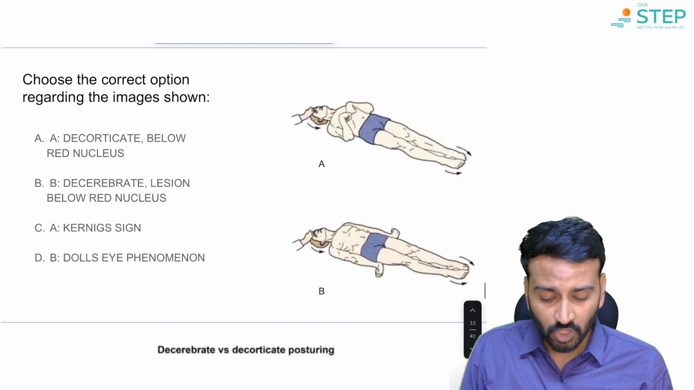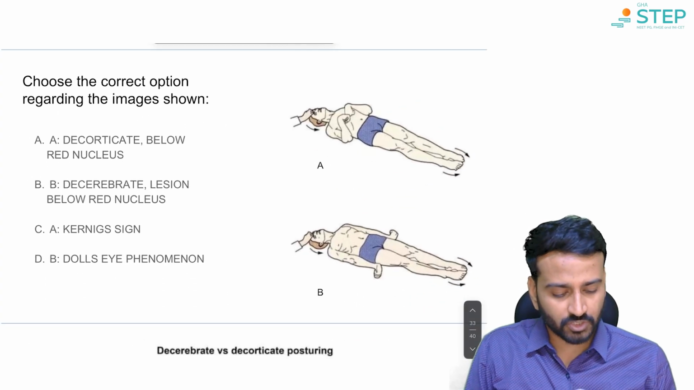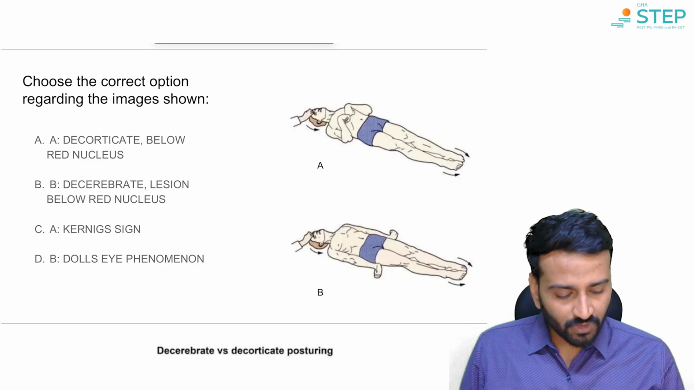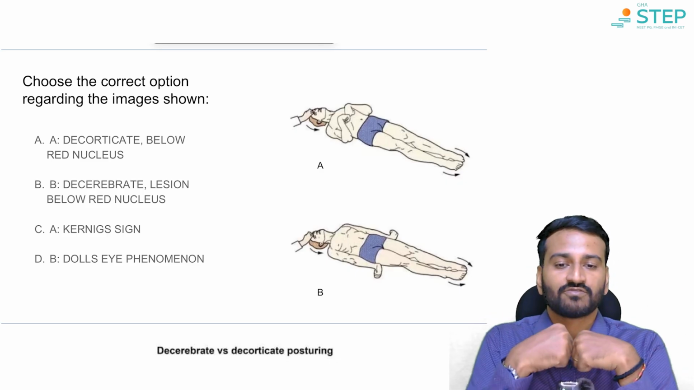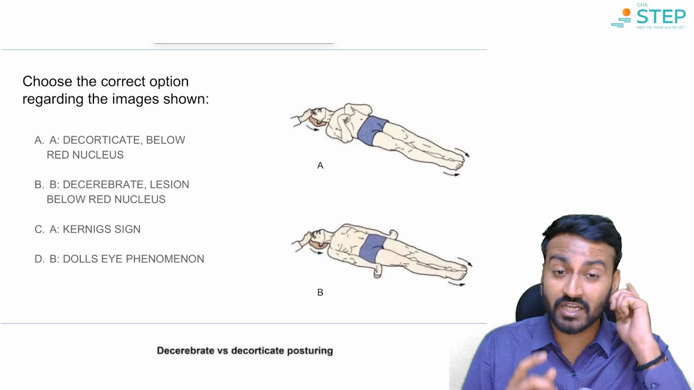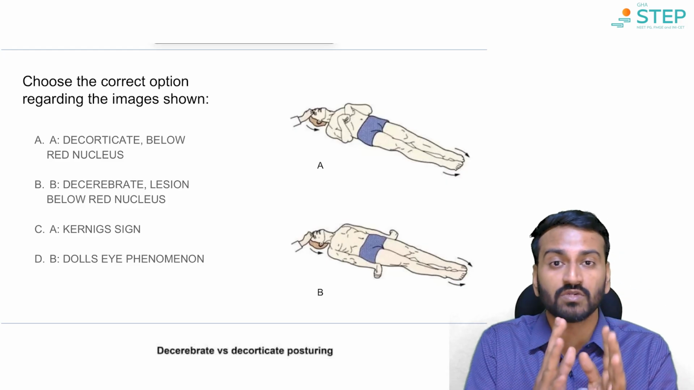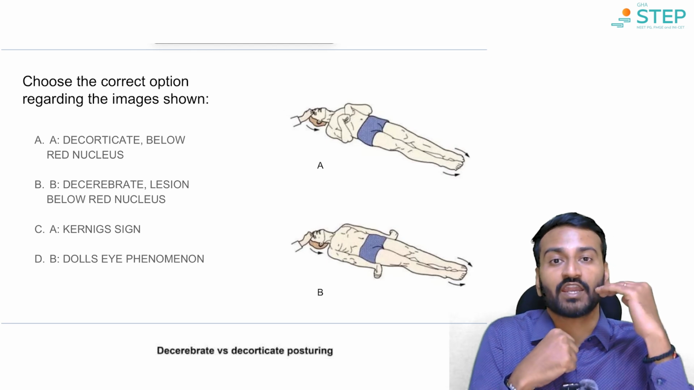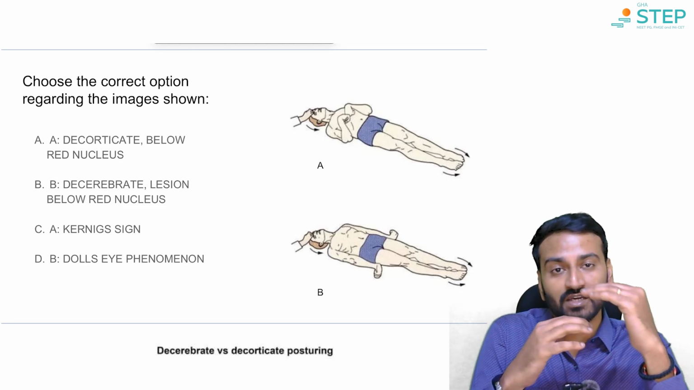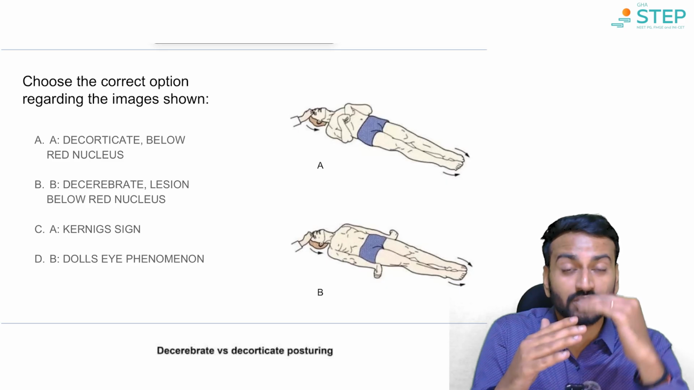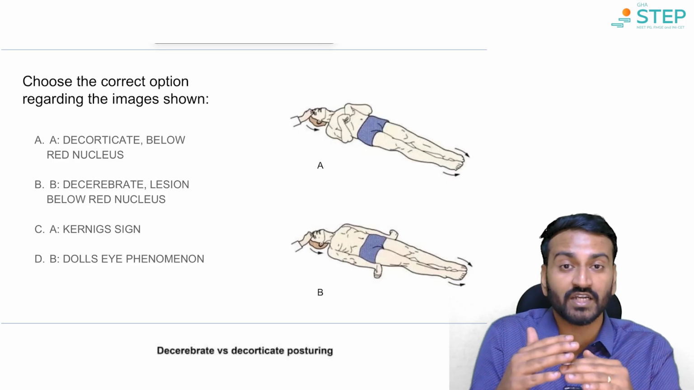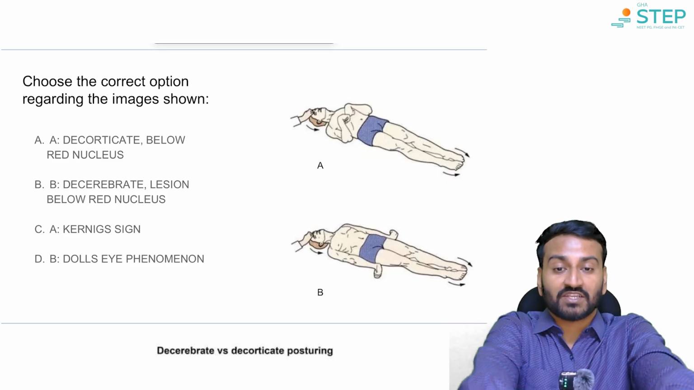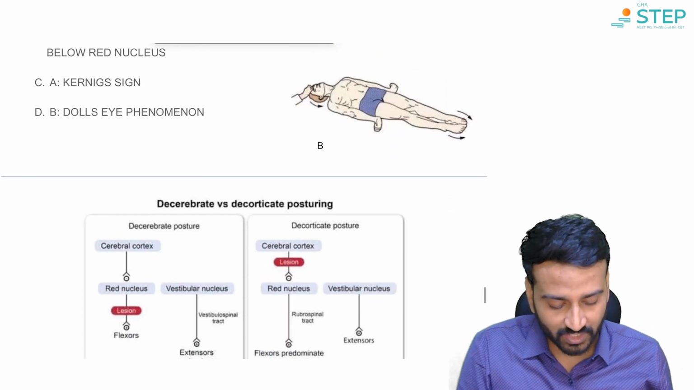Perfect. Choose the correct option regarding the image shown below. They are showing some posture like this and something like this. Before understanding the flexion and extension of the arms, just remember that the red nucleus is responsible for flexion at the upper limbs. If the connection between the red nucleus and the upper limb fibers below the red nucleus is severed, that means cut, there will be no flexion but there will be extension. Based on this, let us see what rigidity it is.